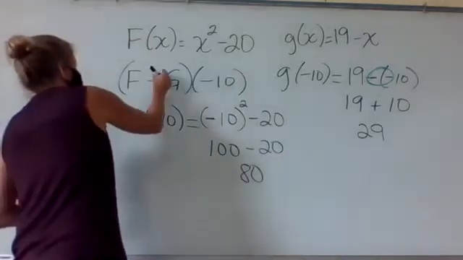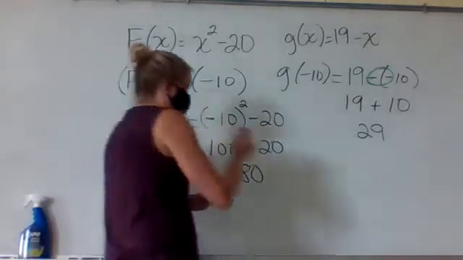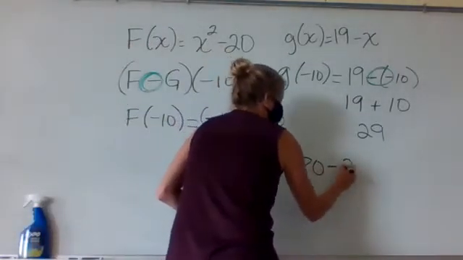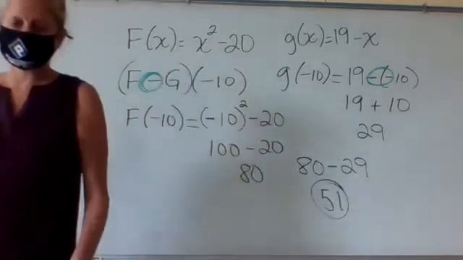Now remember, what does it want me to do with my solutions? That says to subtract them. So I'm going to have 80 minus 29, which gives me 51.